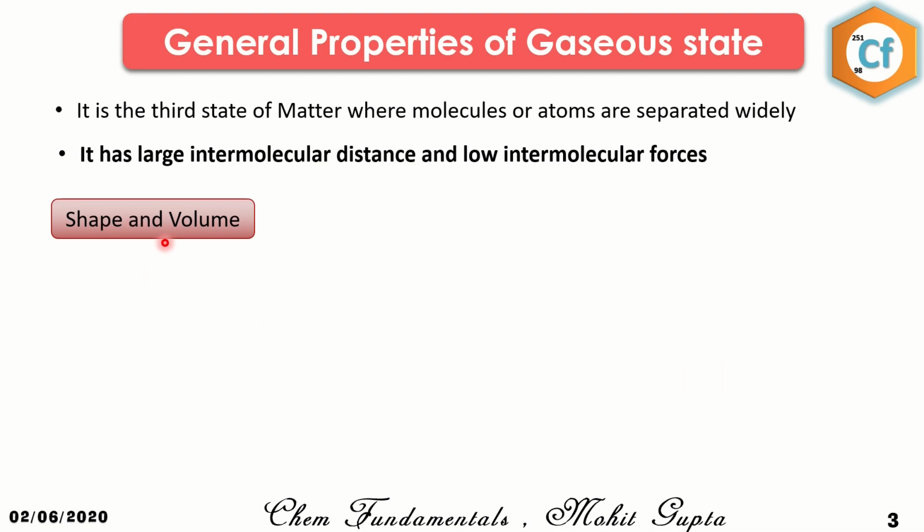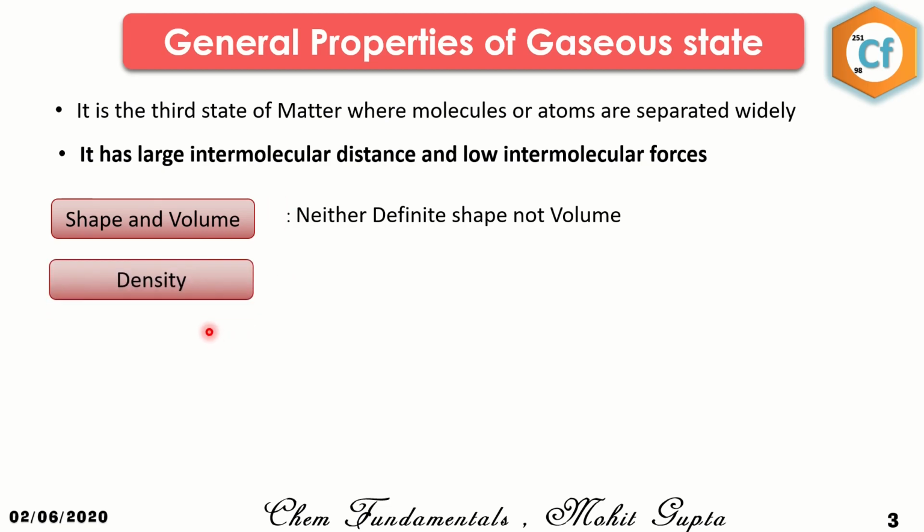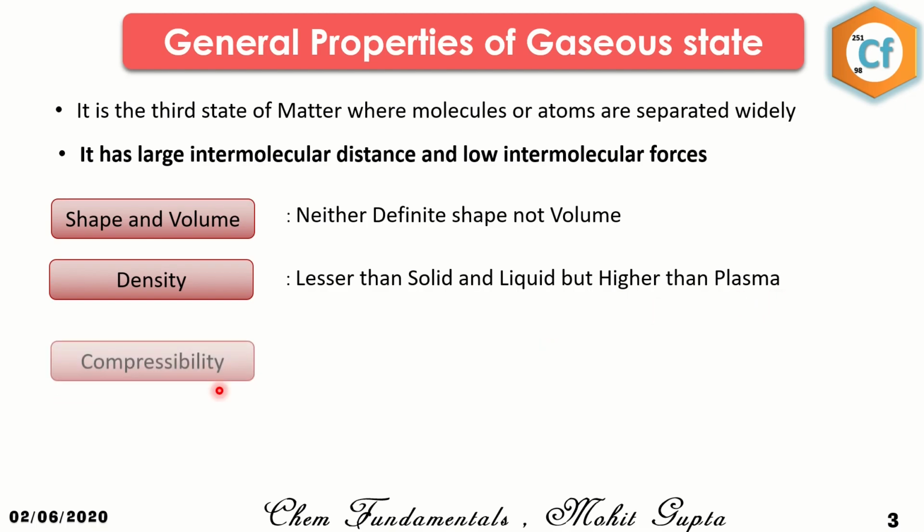For example, shape and volume. They neither have definite shape nor definite volume due to their large intermolecular distance. The density is also very low. It is lesser than solids and liquids but much higher than plasma.